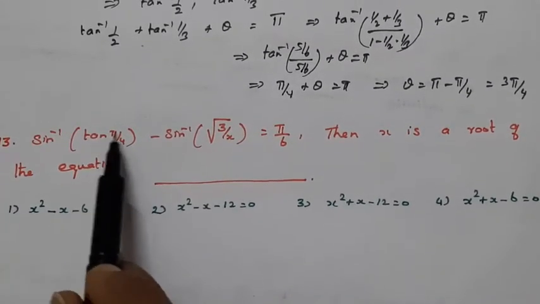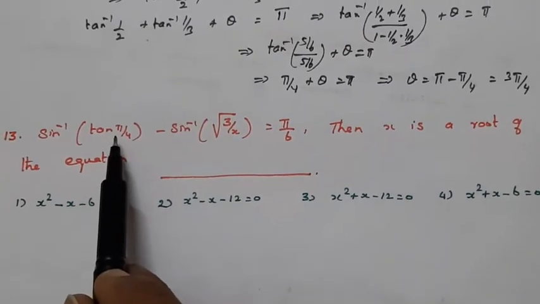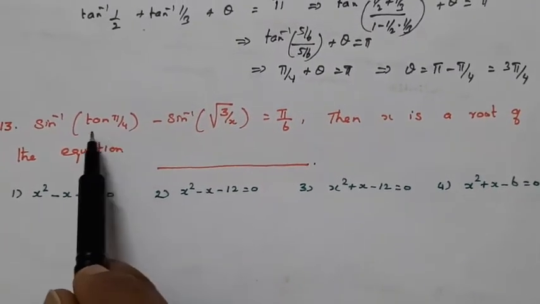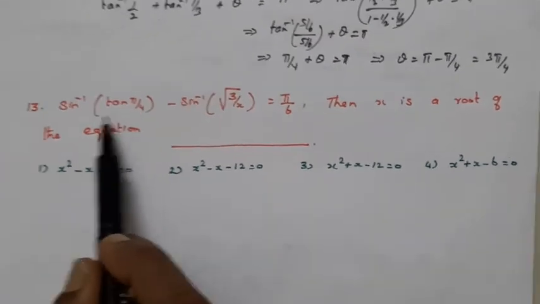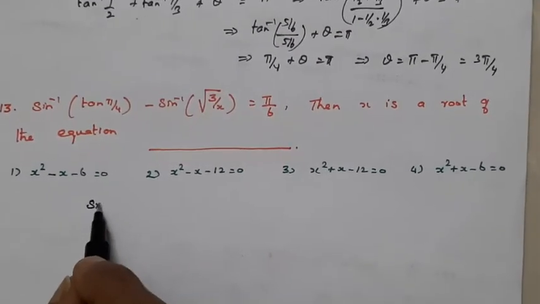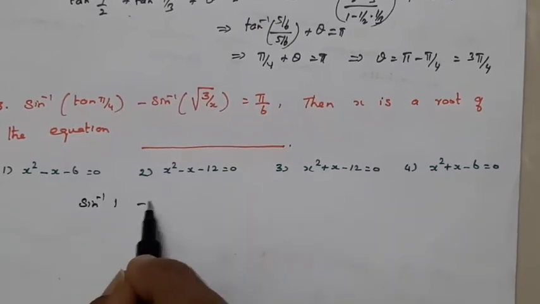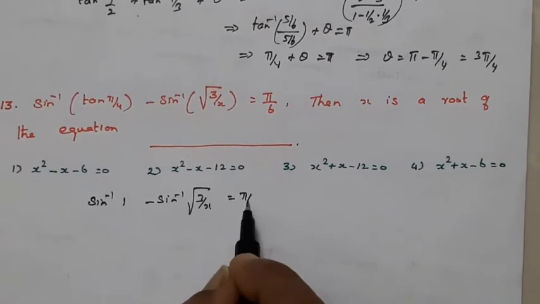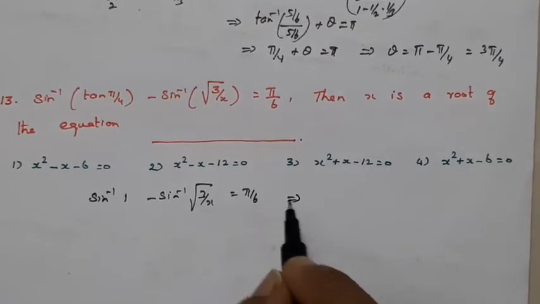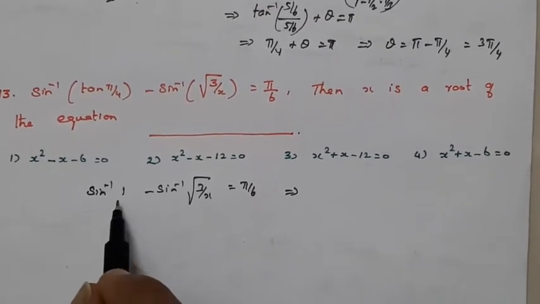Now look at tan pi by 4. What is tan pi by 4? Tan pi by 4 is nothing but 1. So tan 45 degrees is 1. Let us replace this by 1. So what happened to the given expression? This will be sin inverse of 1 minus sin inverse of root 3 by x, that is equal to pi by 6. So this implies that sin inverse of 1 is nothing but 90 degrees.